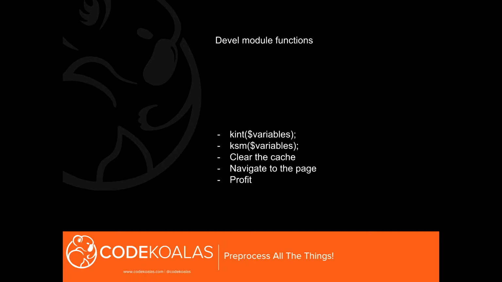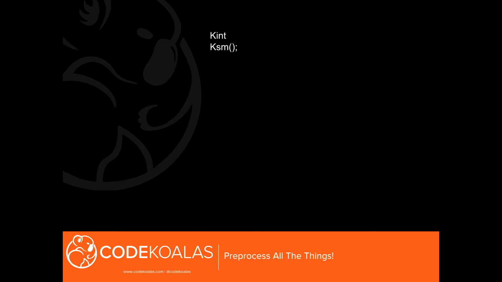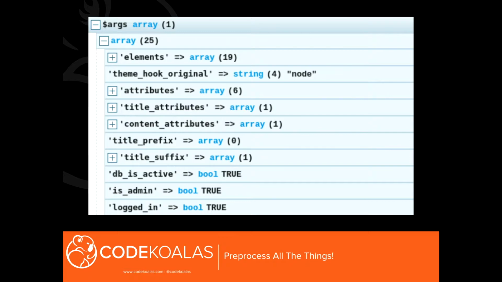You would see something like this. I think this is specifically KSM, prints out like this. Could be either or, they're pretty similar. But so you would get this information. Let's say I just printed out the variables array. And so your elements, that's everything that's inside printed on the page. Your theme hook is node, your attributes, title prefix, suffix. You have all this information in this structure that is generated and put together to theme the page.